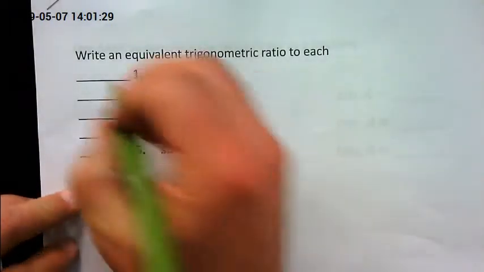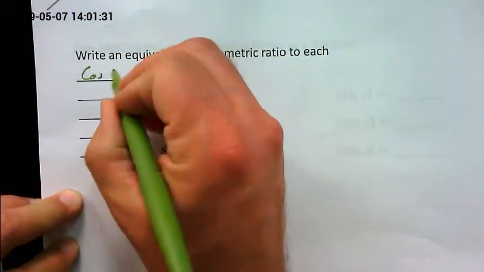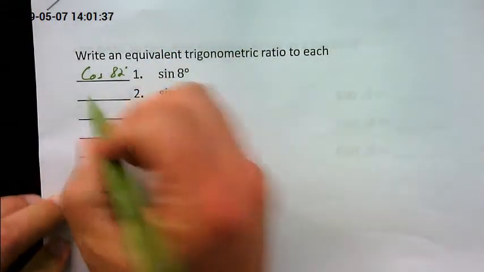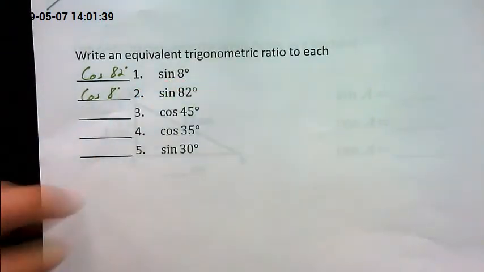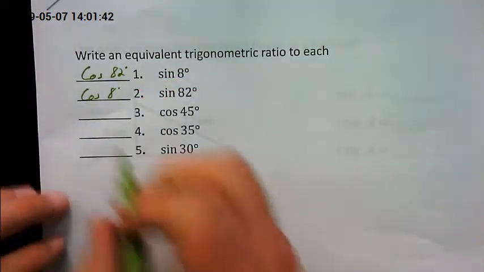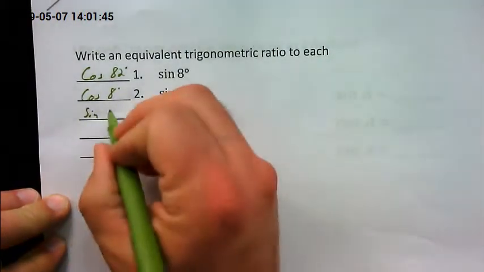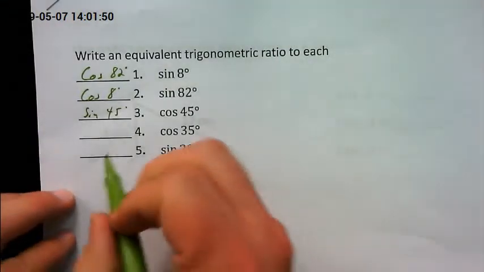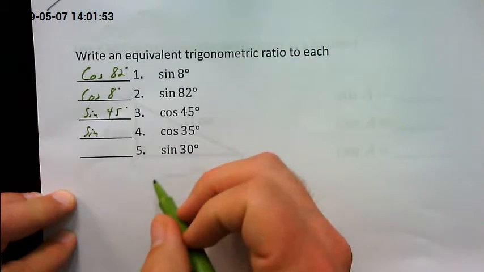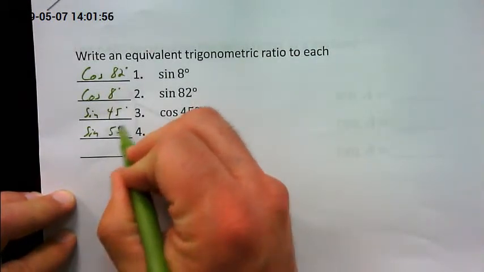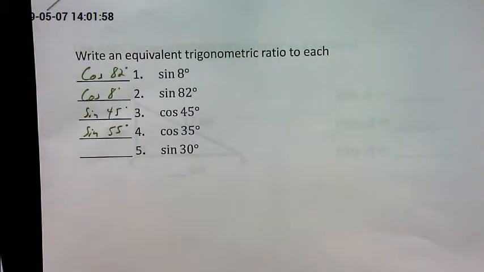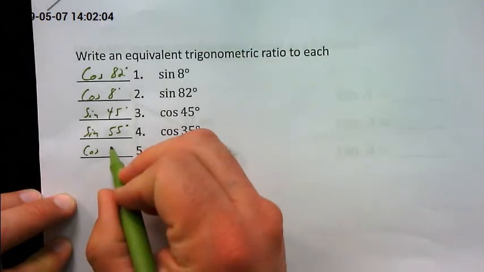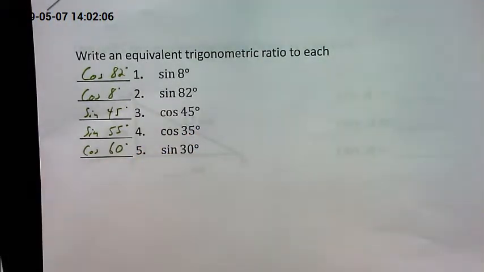So, sine of 8 would be equal to cosine of 82. Sine of 82 would be equal to cosine of 8. Cosine of 45 would be equal to sine of 45. Cosine of 35 is equal to sine of, try again, 55. And then sine of 30 is equal to cosine of 60. We need some practice subtracting from 90.